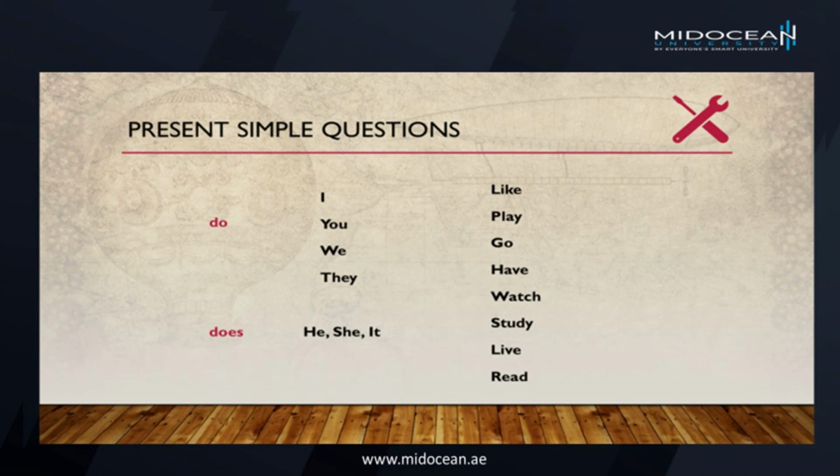Present simple questions now. We have do I like, do you like, do we like, do they like. And with the third person singular, you have does plus he, she, or it plus the base form of the verb. Okay, example, does he watch TV? Does she watch TV?